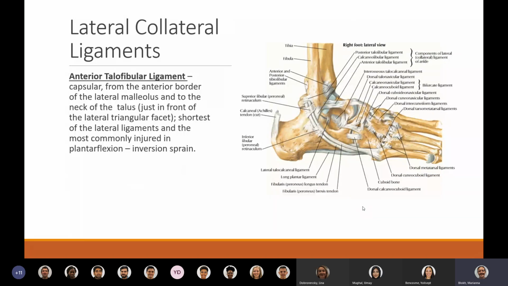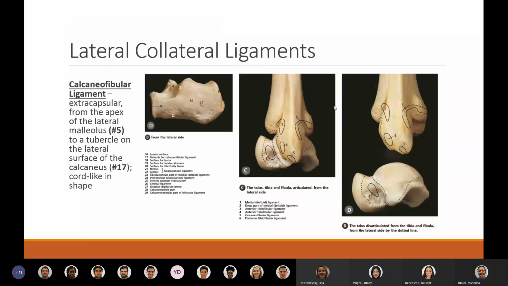ATFL obviously is capsular, right? And so will you see it as a distinct little line? No, it's within the capsule. And when we have to repair it, we repair the capsule with it. But again, inversion sprain injury, most common ligament injured, ATFL.